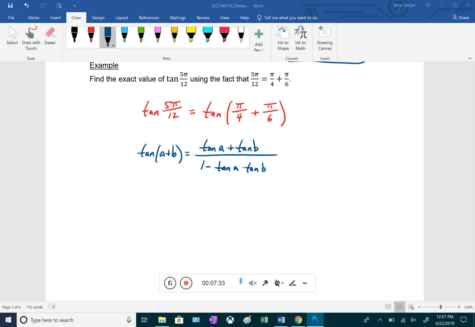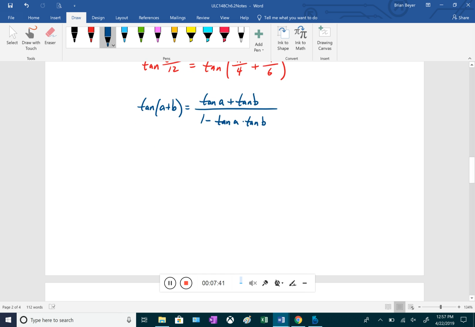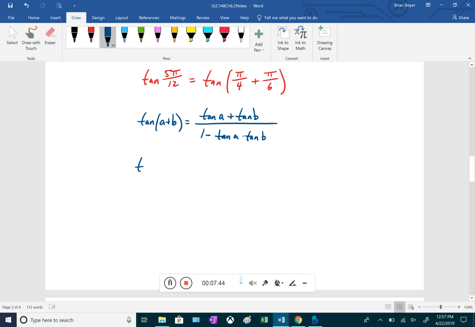So tangent of A plus B is equal to tangent of A plus tangent of B divided by 1 minus tan A times tan B. Okay, so we are trying to evaluate tangent of pi over 4 plus pi over 6. So let's let A be pi over 4 and B is pi over 6. So it's going to be tangent of pi over 4 plus tangent of pi over 6 divided by 1 minus tangent of pi over 4 times tangent of pi over 6.